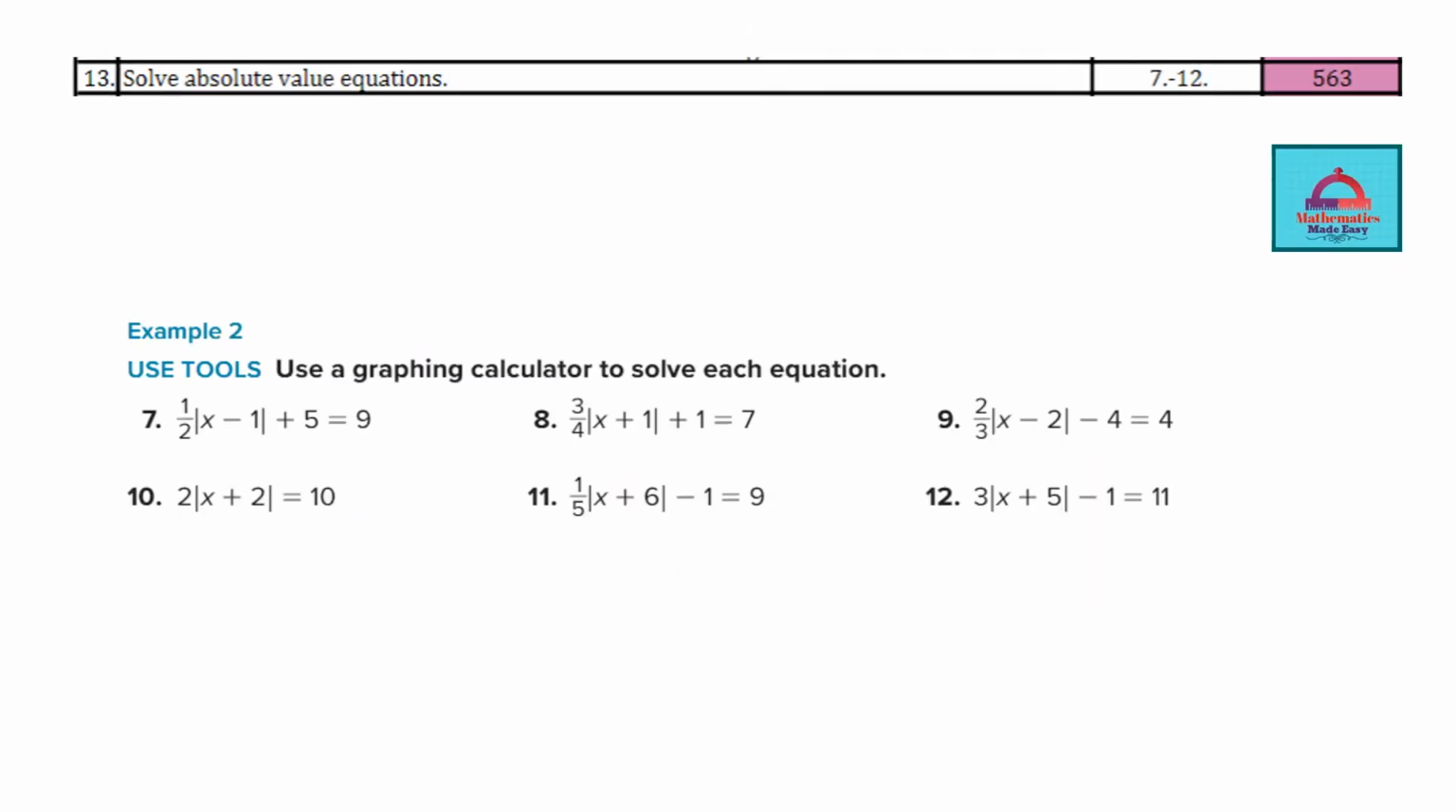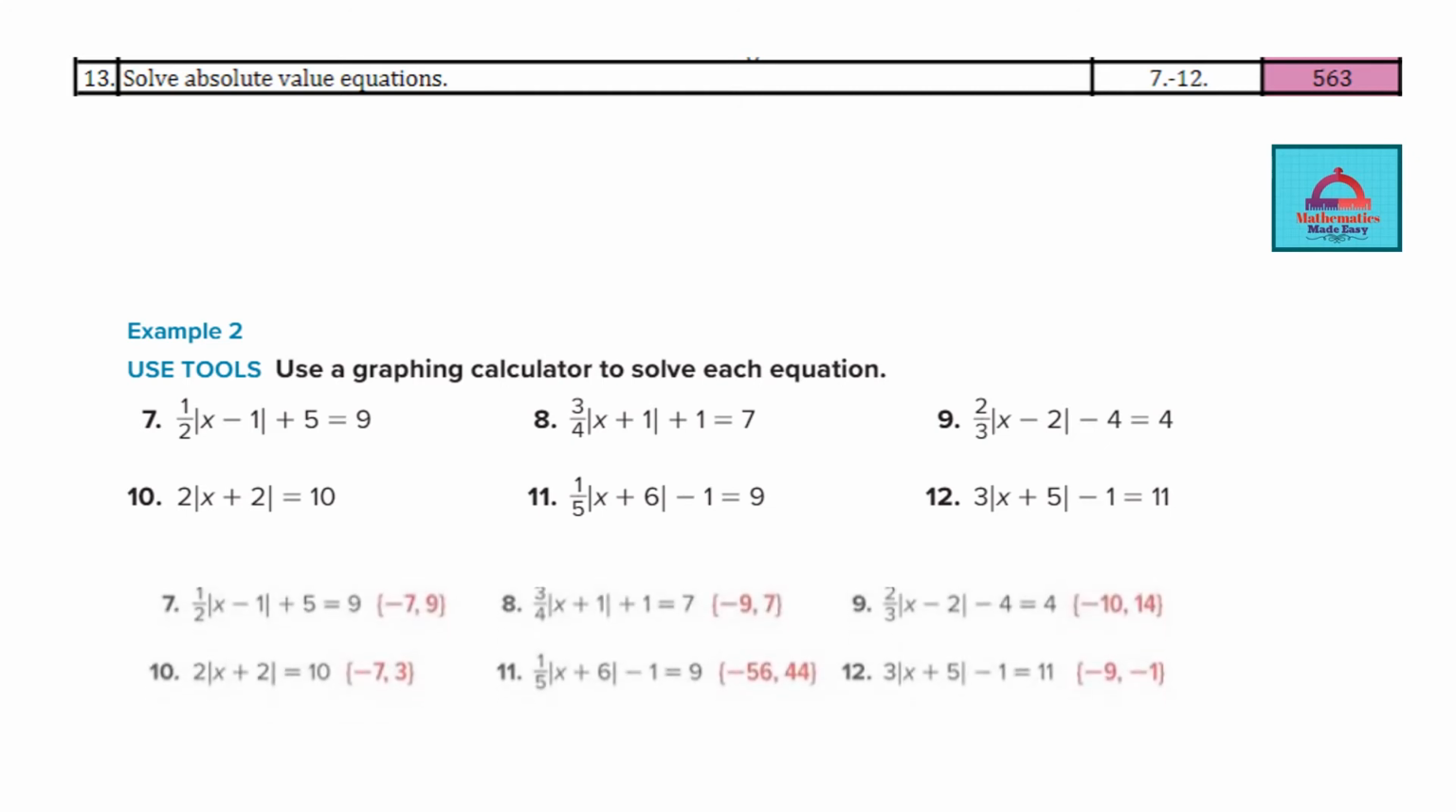Okay, now on this slide you have a question which is again a part of the important questions given to you from page 563 of your book, question 7 to 12. Now this question clearly mentions to use a graphing calculator. However, in your exams you're not allowed to use a calculator, so I will give you an alternative. Those of you who have studied from me in grade 9 know that we have done another method of solving these kinds of absolute value equations.